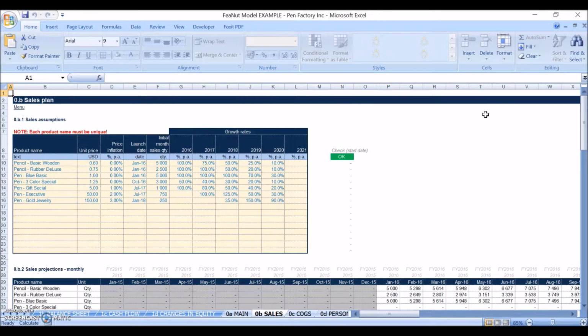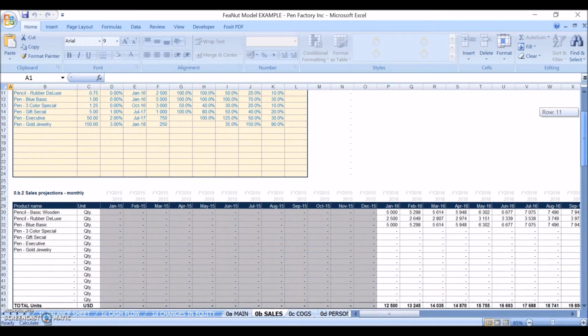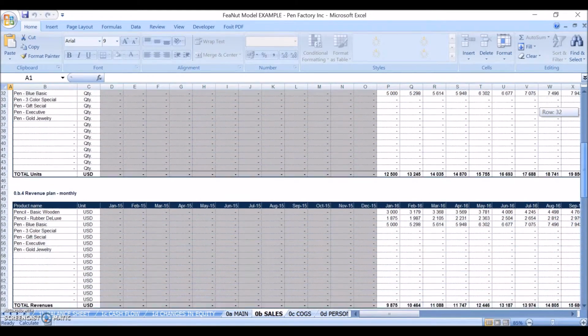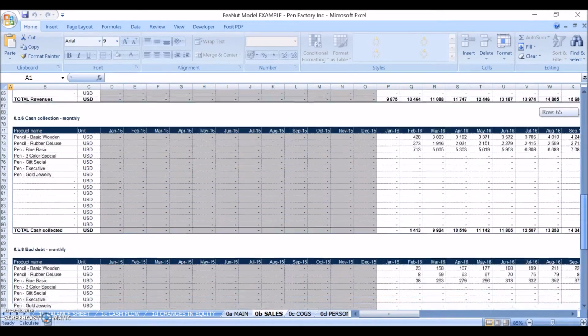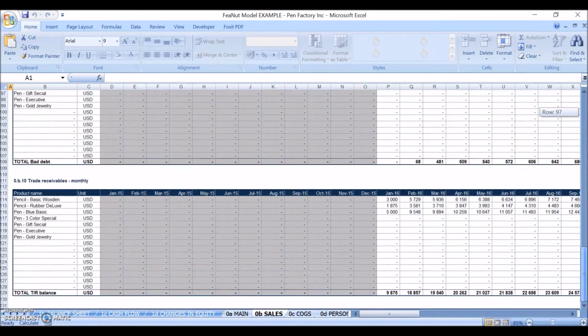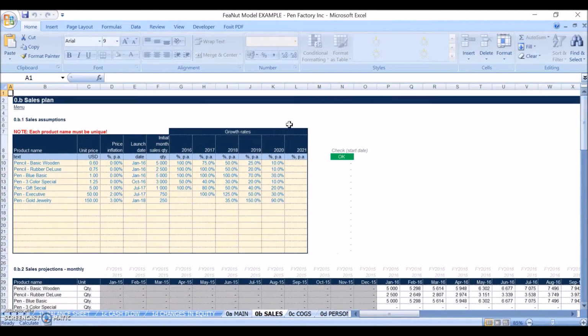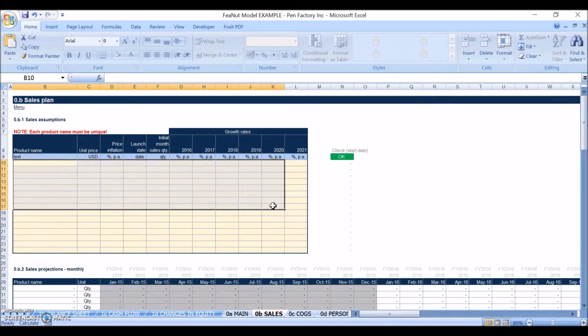When you have a look at this worksheet, you will notice that there is a small table for data inputs, and then there is a whole bunch of different tables that are automatically calculated by the model based on the inputs that you provide in this data inputs table. Let me just quickly delete this one and recreate that together with you.